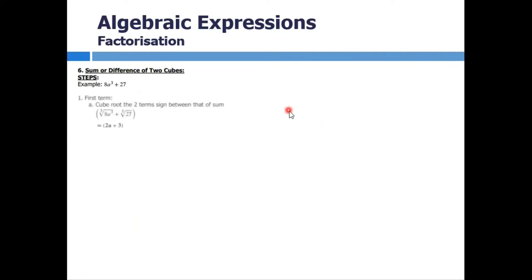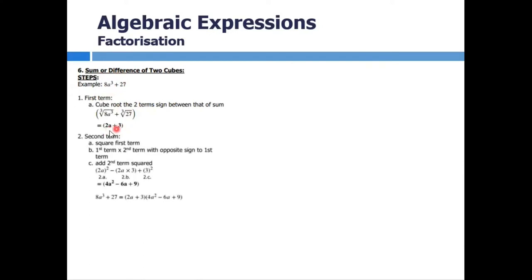Okay, sum or difference of 2 cubes. This is a rule that you learn. So there's 2 cubes. It doesn't have to be a sum. It can be a sum or a difference. Okay, and you're going to cube root both of them. That gives you your first 2 terms in your first set of brackets. Then you need another bracket.